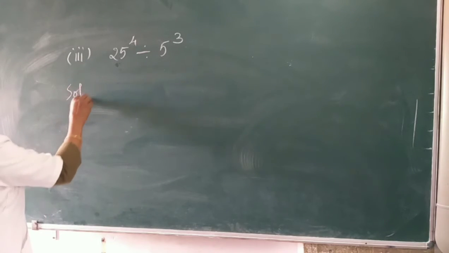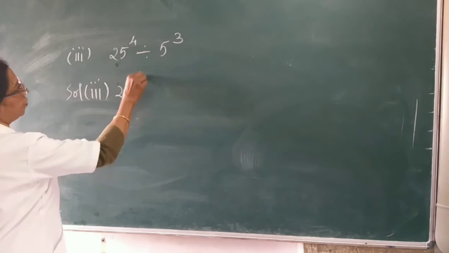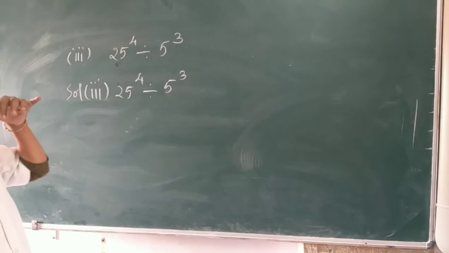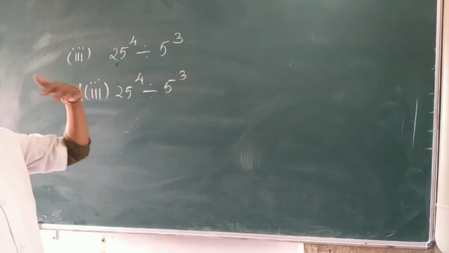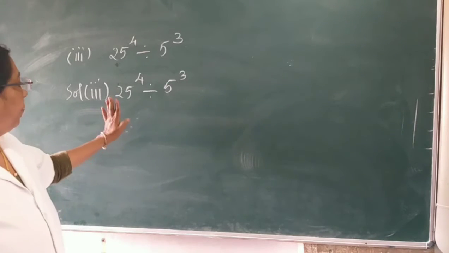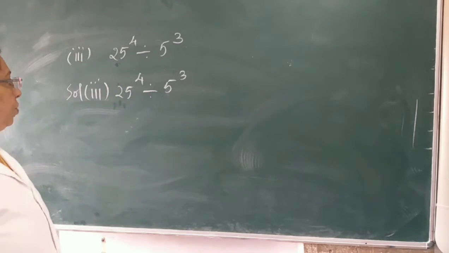Okay, solution 3. 25 raised to 4 divided by 5 raised to 3. Bases are not the same, powers are not the same. So what do we do? We want to convert. Let us convert this 25 to base 5.